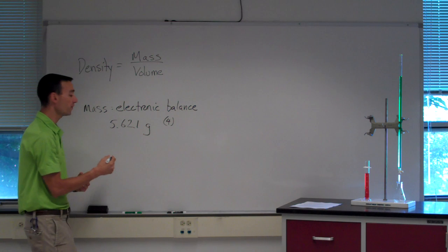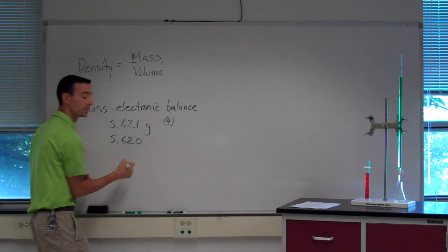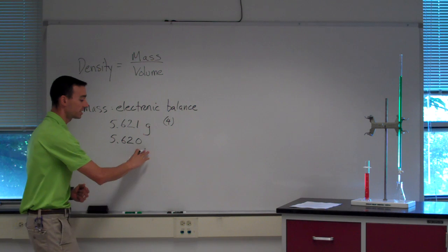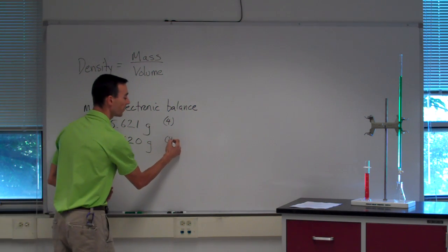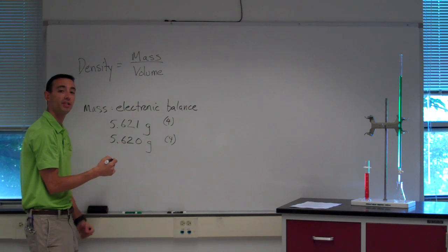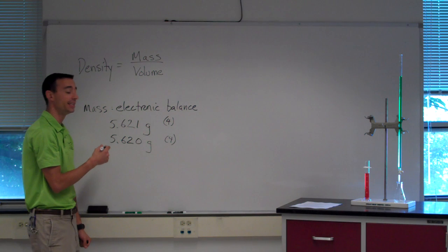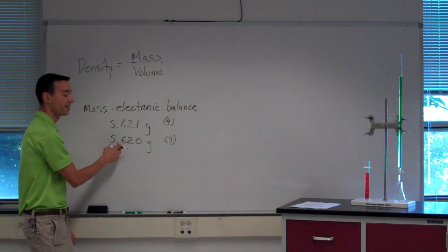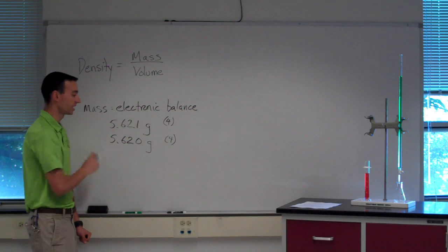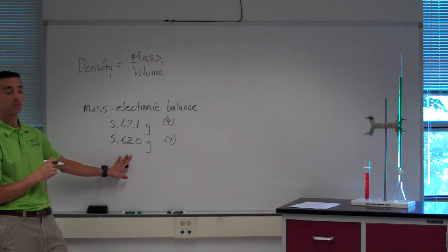And it should be no different if this was 5.620. The exact same balance has been used. Therefore, the number of significant figures should not change. And this 0 is quite important. Please don't drop it off and write just 5.62. So that's sort of my plea for your significant figures relating to mass.